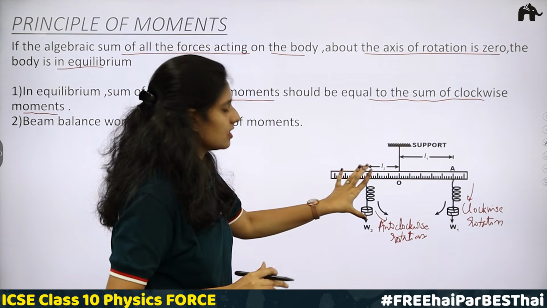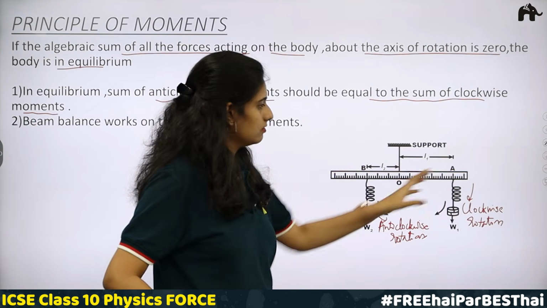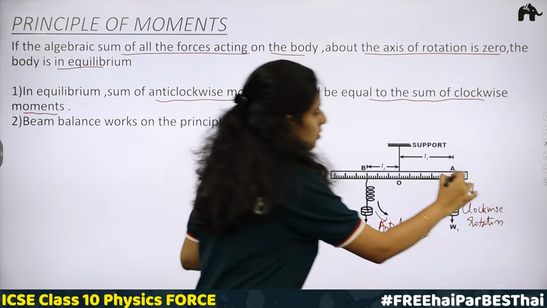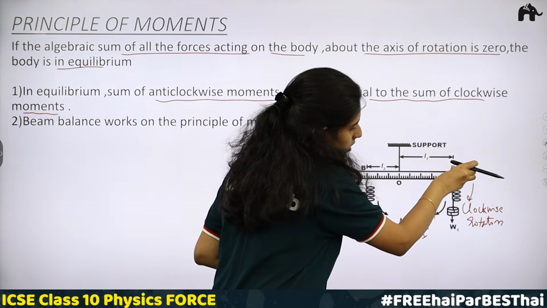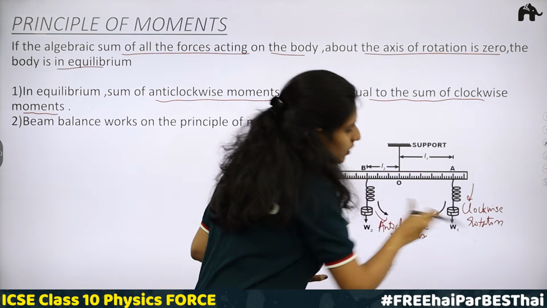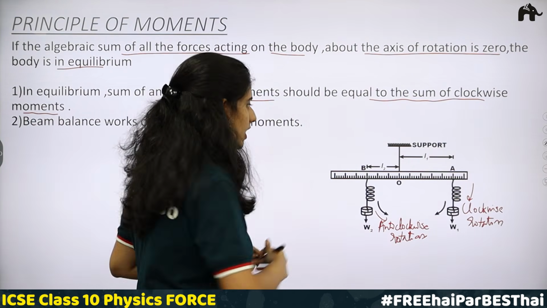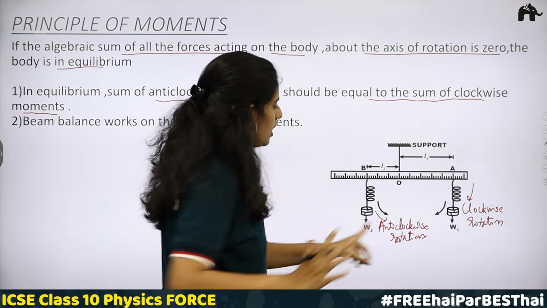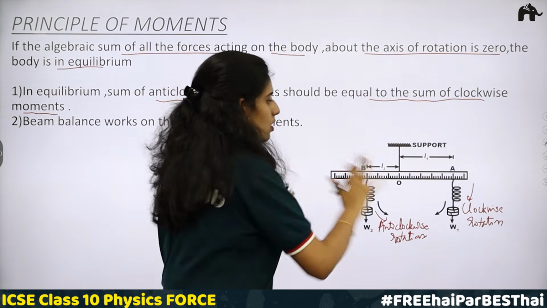If there is no weight at point B, then what happens? Even if you hold it with the support, the body will move. That is, this point A with weight W1 will move in a clockwise motion. There will be a tilt. If there is no weight at A, then what happens? The B may be moving down, showing an anti-clockwise rotation.